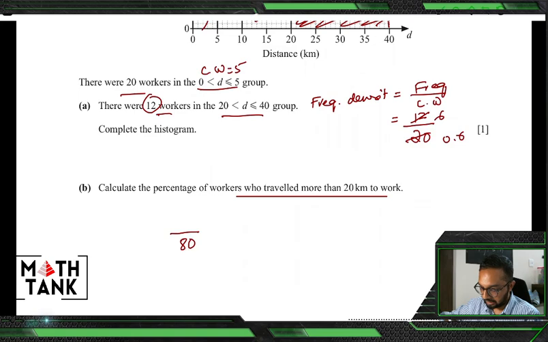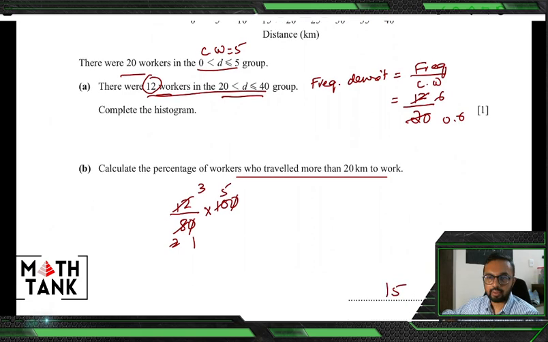What is the percentage I'm looking for? 12 over 80. Why? Because 12 of the workers were in the 20 to 40 category, that's the highest category that you have. You multiply it with 100. 4 times 2, 4 times 3, 2 times 1, 2 times 5. That gives me 15%.